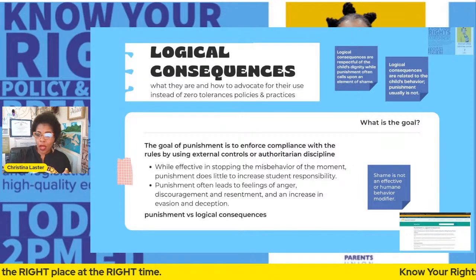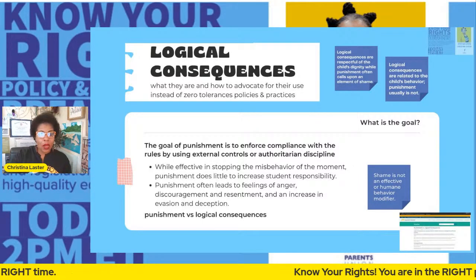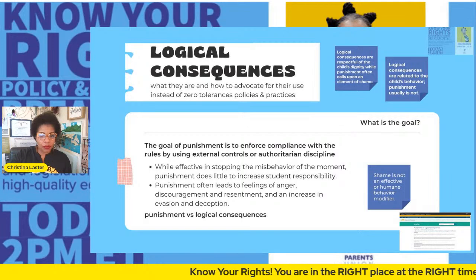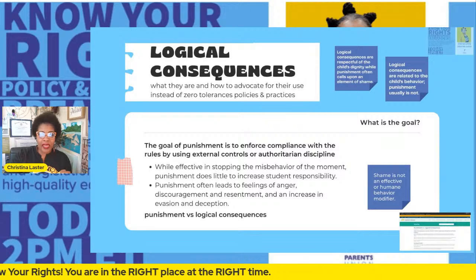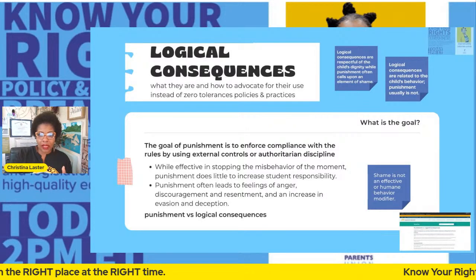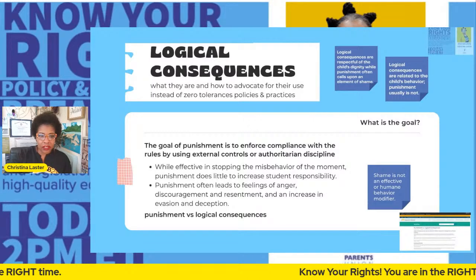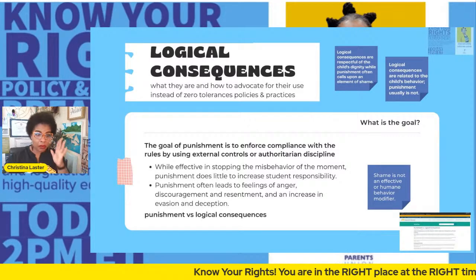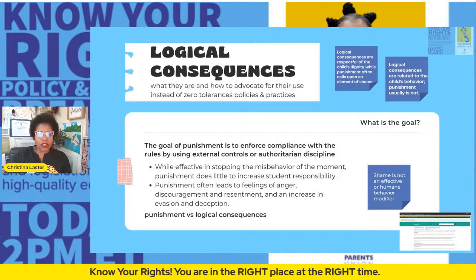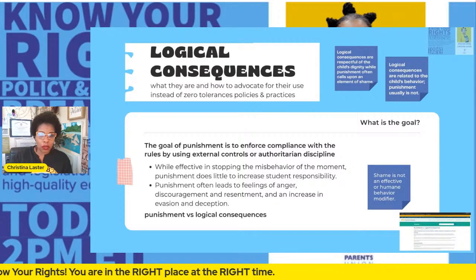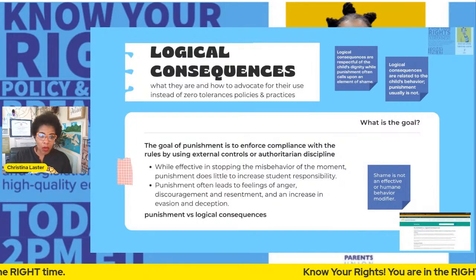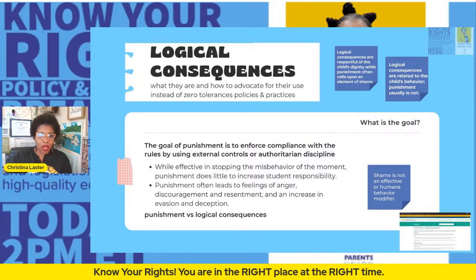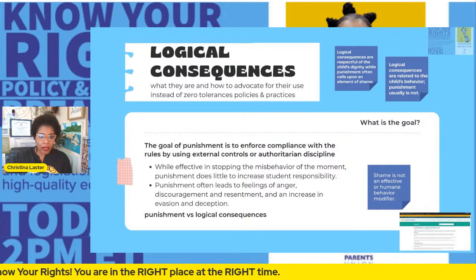So really quickly, looking at logical consequences, right? What they are and how to advocate for their use. I'm going to put this link in the chat. So we're looking at ways to not shame or exclude children from their education, right? The goal of punishment is to enforce compliance with rules by using external controls or authoritarian discipline. While effective in stopping the misbehavior at the moment, punishment does little to increase student responsibilities. Talking about that training, right?